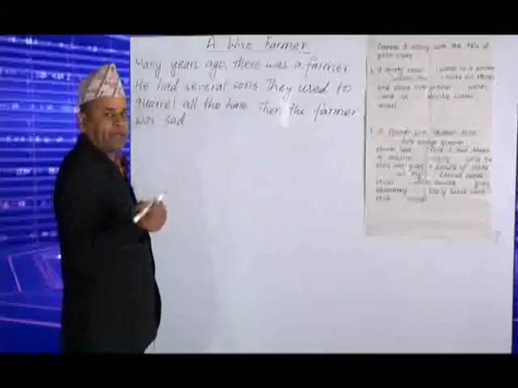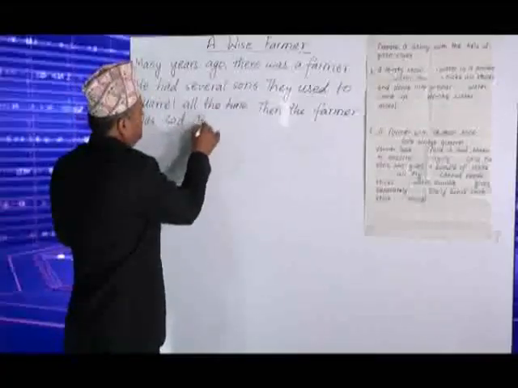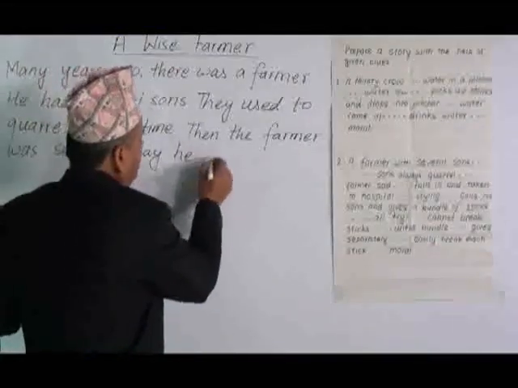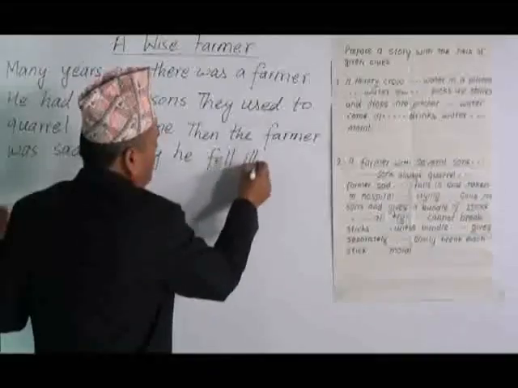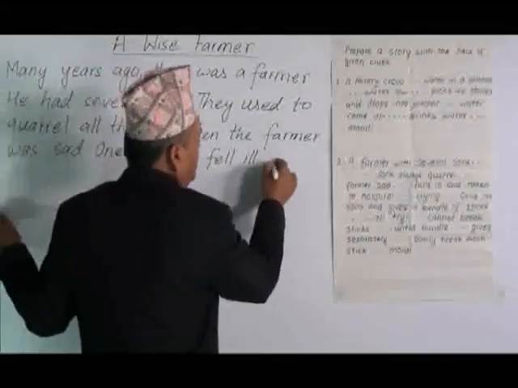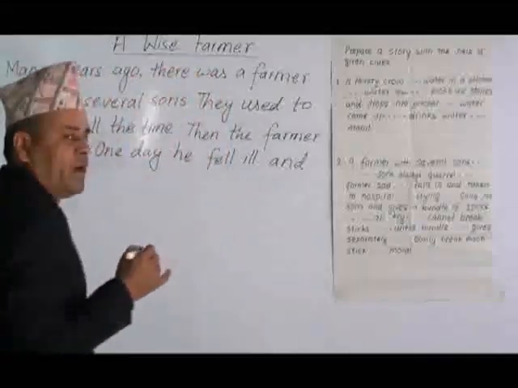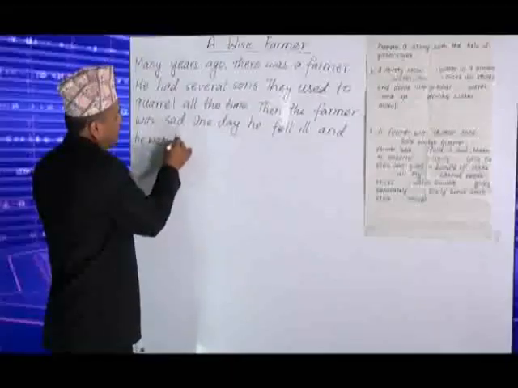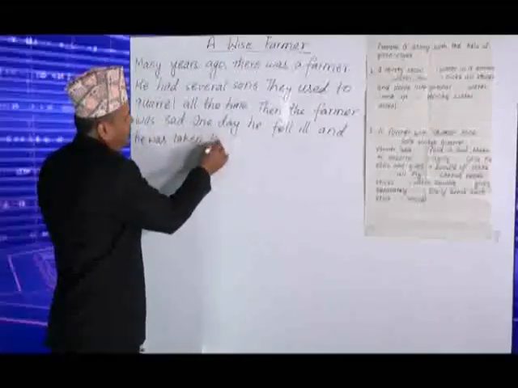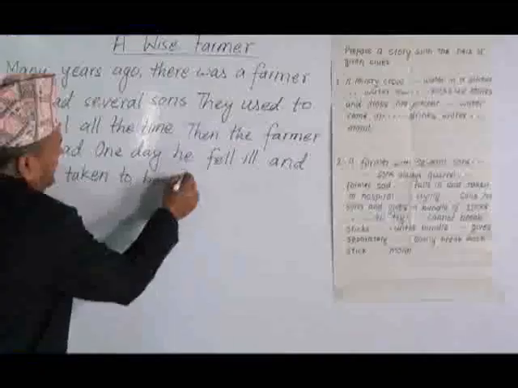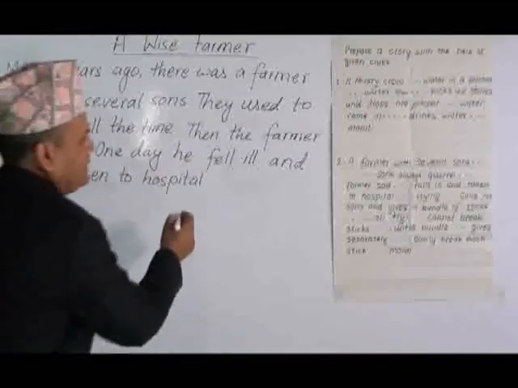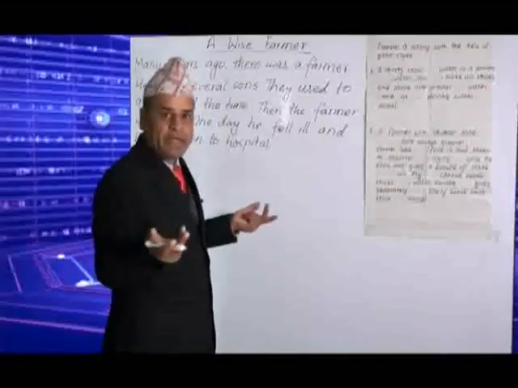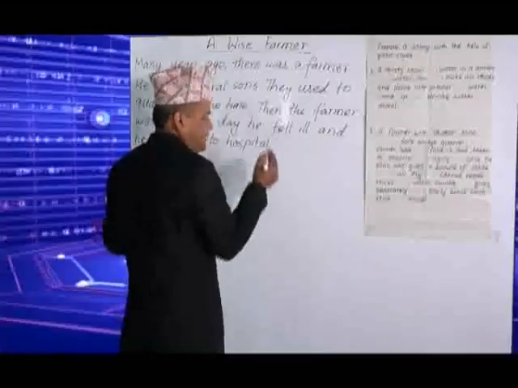One day, what happened? He fell ill. One day, he means the farmer, right? The farmer fell ill. And what happened? He was taken to hospital. The farmer was taken to hospital. When he was sick and taken to hospital, he was at the point of death.